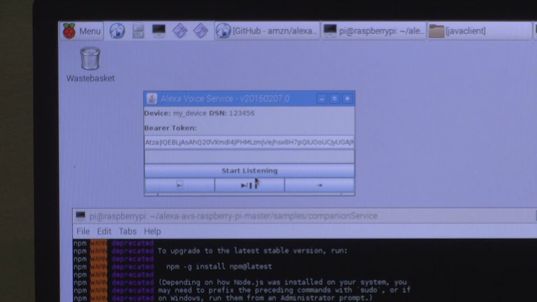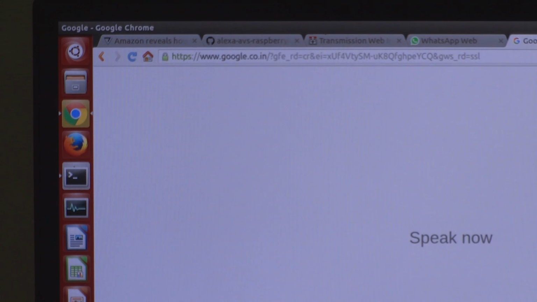Alright, so let's go ahead and try to do the same thing with Google now, and I think then we'll better understand what the difference is. What is the highest and the lowest point on Earth?